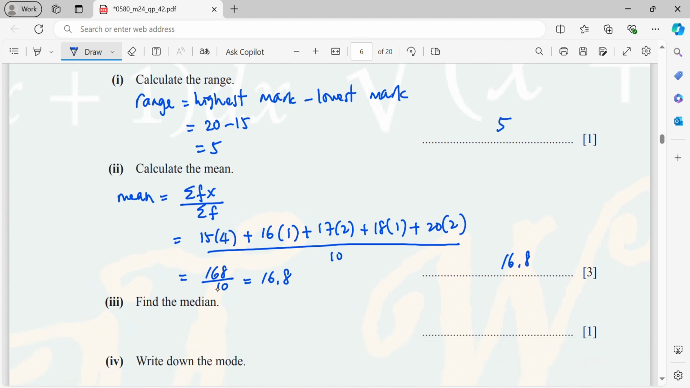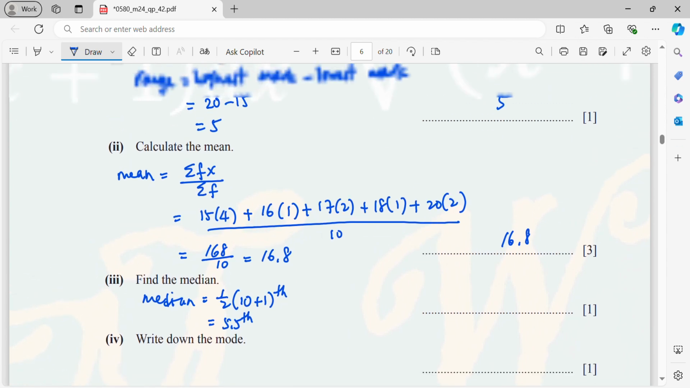Now part 3, find the median. Okay, so the median is half of, because the total students is 10, so half of 10 students. But then since this is exact values, right? It is not the group data, so you add the plus 1 to get the median position. So 10 plus 1 is 11. 11 divided by 2, that is 5.5. That means this is the 5.5th data.